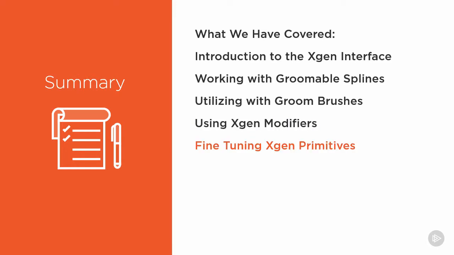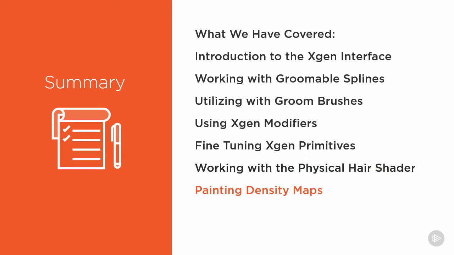After that, we took a look at fine-tuning the XGen primitives. They by default come in looking like giant brown cylinders, and of course we wanted to make them look like actual hair. Then we took a look at working with the physical hair shader to adjust our color, our specularity, and our glint settings. We then took a look at painting density maps so we could really fine-tune exactly where we have our hair. And finally, we took a look at creating multiple descriptions by having both the beard and the eyebrows.